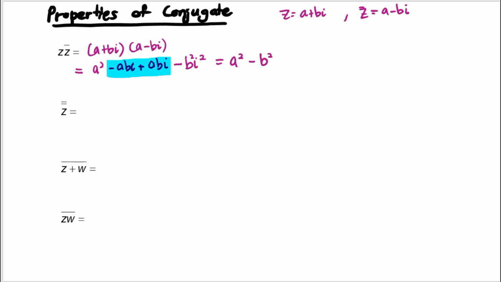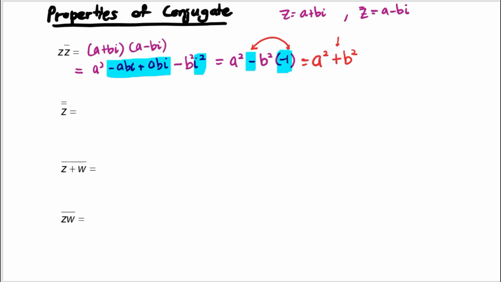Now i square is actually negative 1, so negative 1 with this negative becomes a positive. Therefore, we should know that z times z bar will be a square plus b square. Why does it become plus? Because of negative with negative.